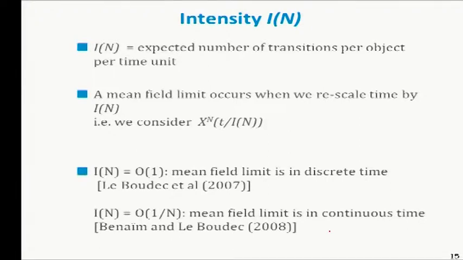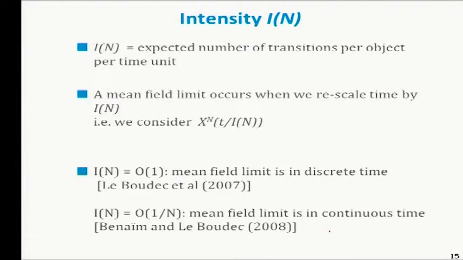At which time scale are we observing the system? So this is the number of transitions per object per time unit. If there are n objects in total, the total expected number of transitions you will see per time slot is n times this. And the mean field limit occurs when we rescale time by this. So in other words, instead of considering the initial system with n objects, we consider the system at time t divided by this intensity.